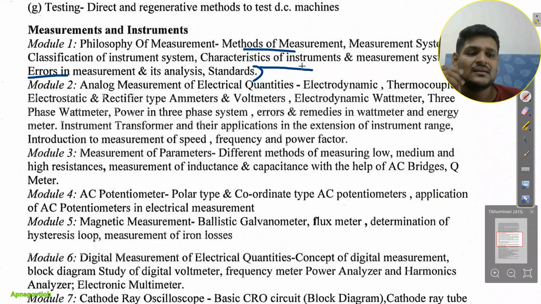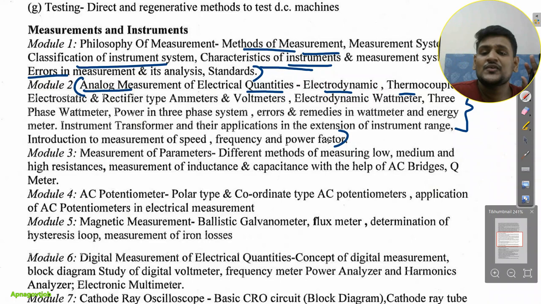Now here the theory part is there in your classification of instrument, then characteristics of instrument, okay, then methods of measurement. So just go through the theory part, probabilities are there, they can ask. Then you are starting analog measurement of electrical quantities, that is electromagnet, thermometer, okay. Short, short questions they will ask from here, from this to power factor. Lots of questions they can ask you, so just be ready for that.